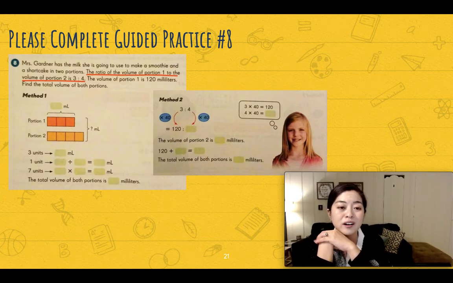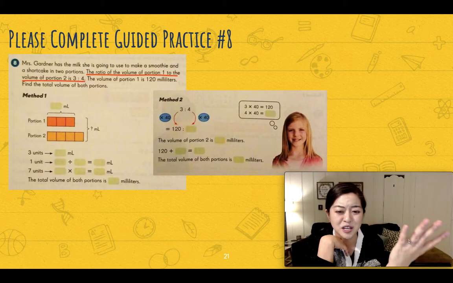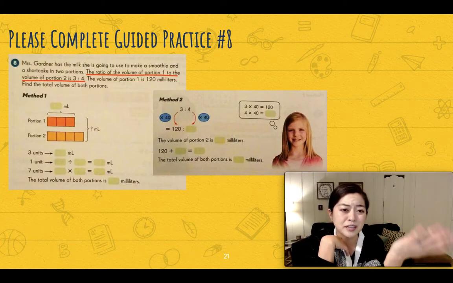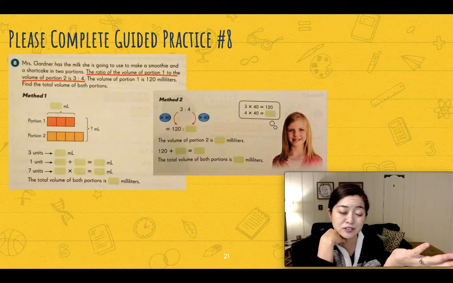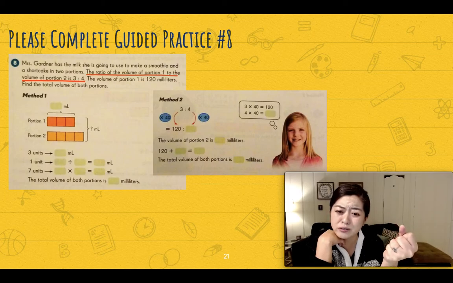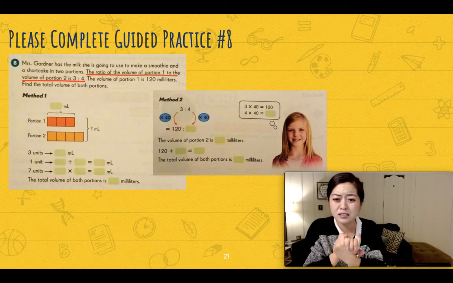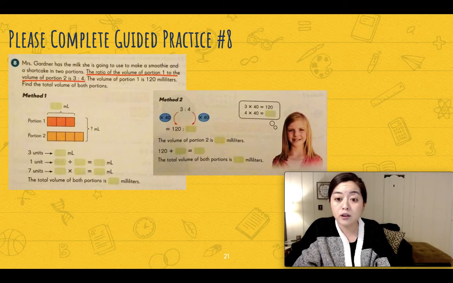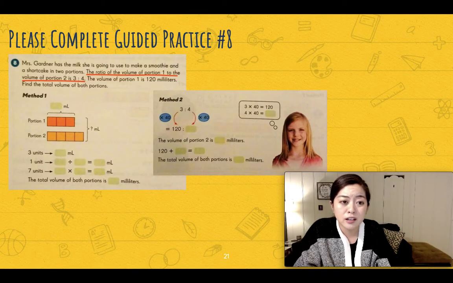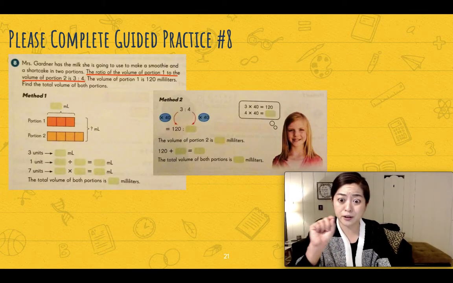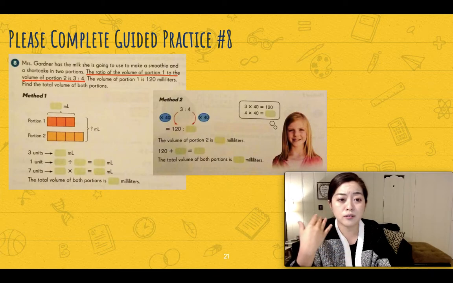Okay, so again, it is not talking about like, oh, it's 3 milliliters to 4 milliliters, right? It says it's a ratio. And with ratios, sometimes we'll get the exact number, and other times it just represents like equal groups, okay? And so in this case, I know it represents equal groups because look at the next sentence after the red underlined sentence. It says the volume of the portion 1 is 120 milliliters, okay?